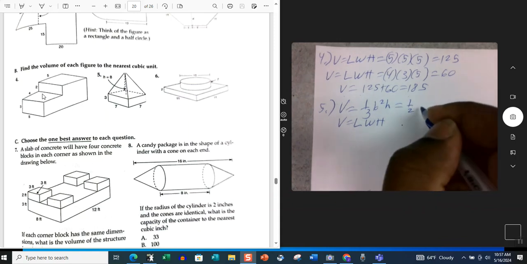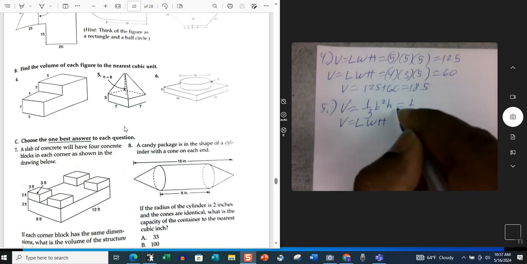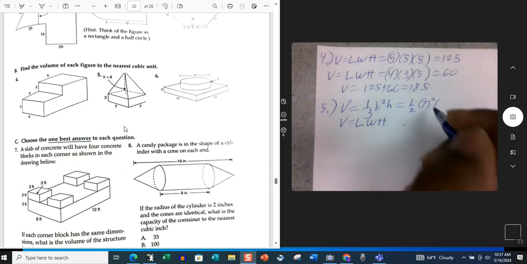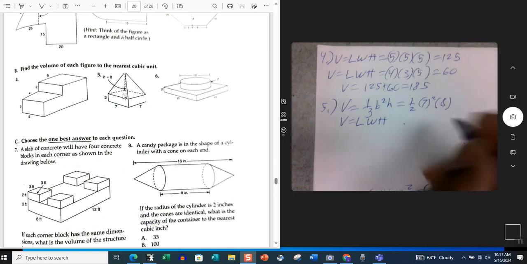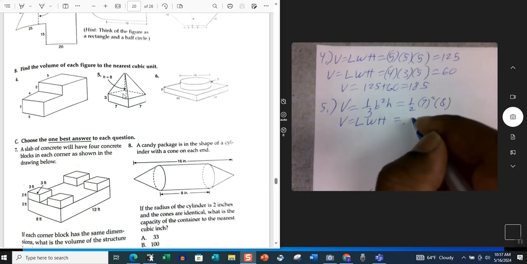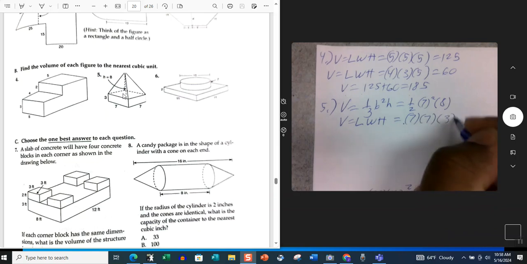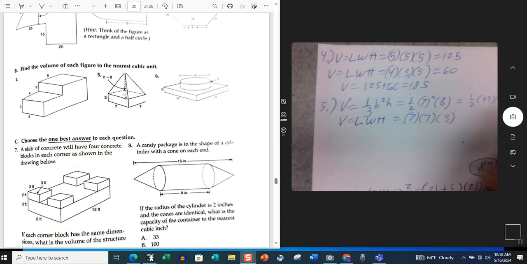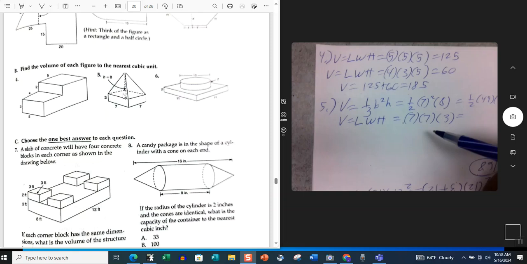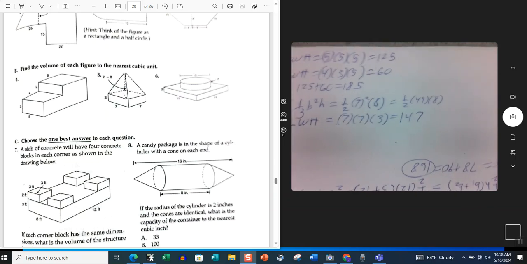So you have 1/3, the base here of this pyramid, you notice it'll be 7. It's the same length as these 7s here. So it'll be 7 squared, and then the height is 8. And then here the length is 7, the width is 7, and the height is 3. So this will be 1/3 times 49 times 8. And then this will be 147 when we multiply this out.